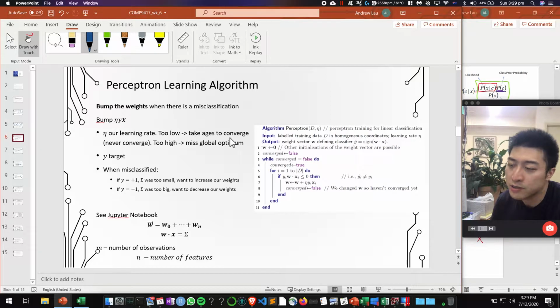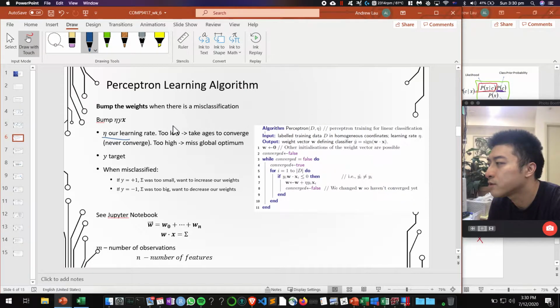There's a few considerations. The first one is the learning rate. The learning rate effectively is, as you cycle through all your training observations and you make bumps and nudges depending on how you misclassified it, the eta determines how much of a bump or nudge you will do, right? You might choose something like 0.1, 0.01, 0.25, say, depending on the data. You don't want the learning rate to be too low because it's going to take far too long to converge. On the flip side, if it's far too high, then you'll miss the global optimum.